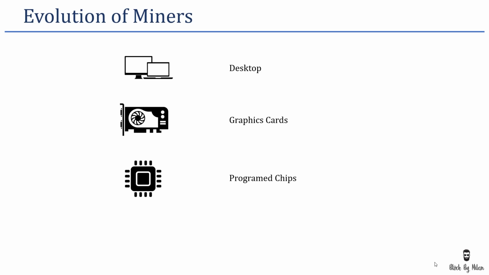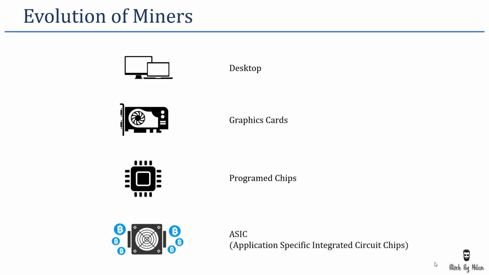So they moved to programmed chips. These chips are specially programmed for mining. And then now it comes as ASIC. ASIC is application specific integrated circuit chips. Those are specially programmed for Bitcoin mining and some cryptocurrency mining as well. So these do the mining process very fast compared to all the top three.